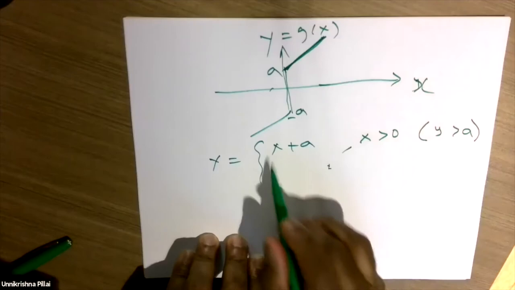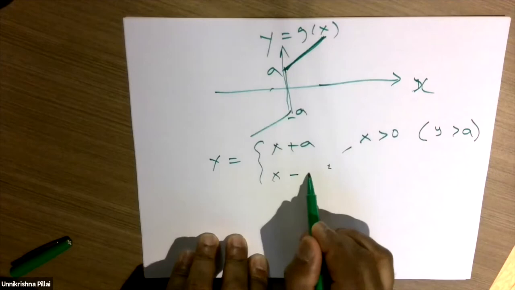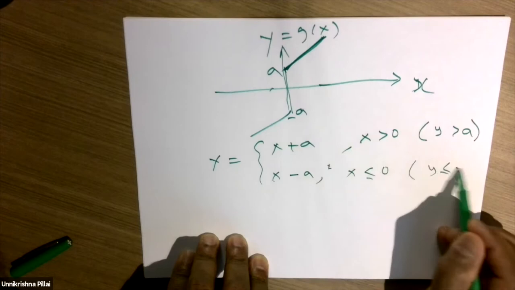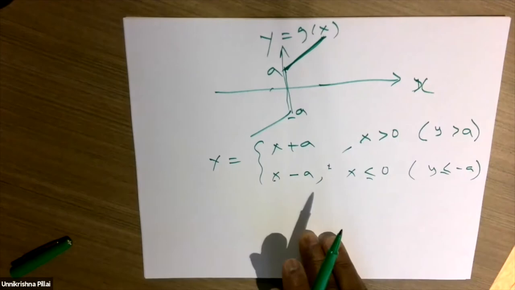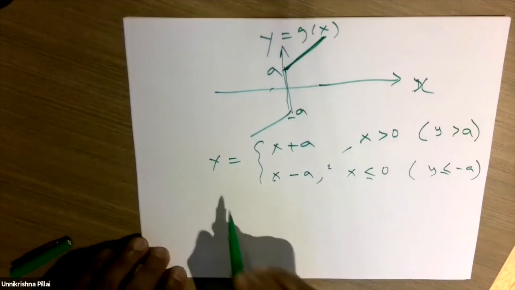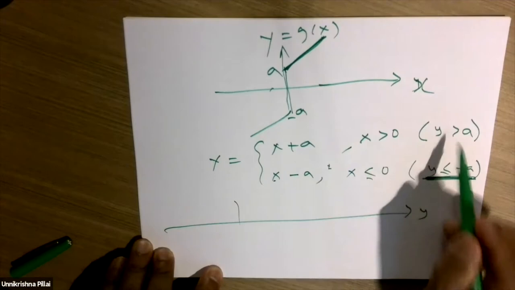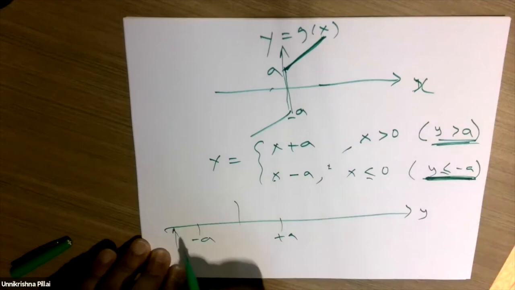So we see that if this is x plus a, this is x minus a when x is negative, right? When x is negative, y is less than minus a, because put x equal to zero and you get y less than minus a. So that much you figure out first, even if the graph is just given. Remember, we are trying to do this for y. So minus a is here, plus a is here. Let's start with y less than minus a.